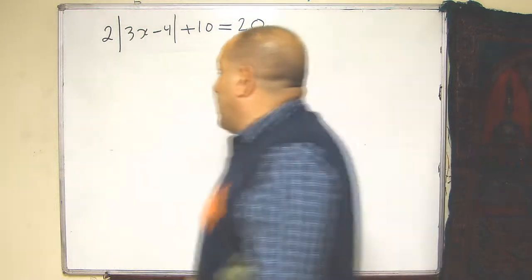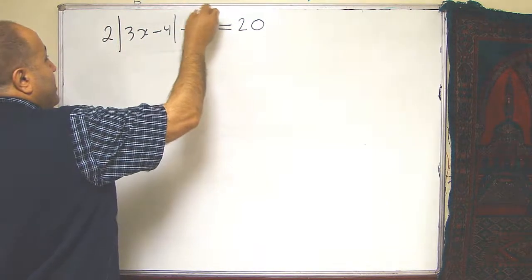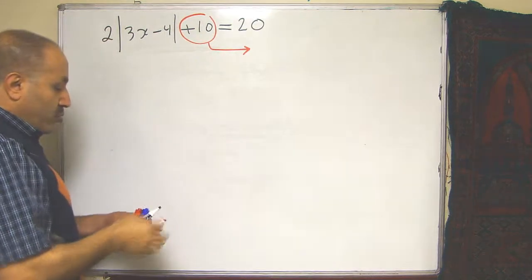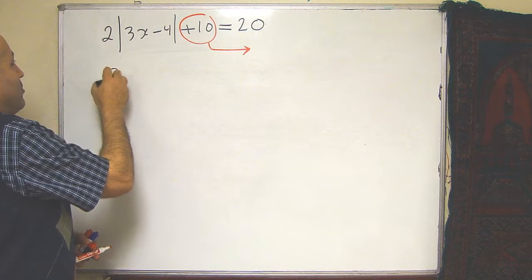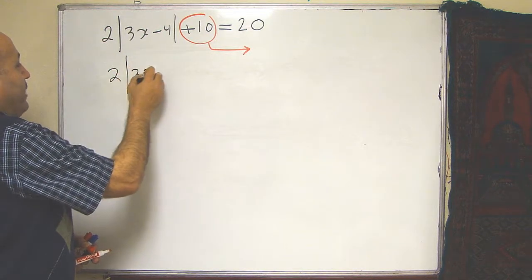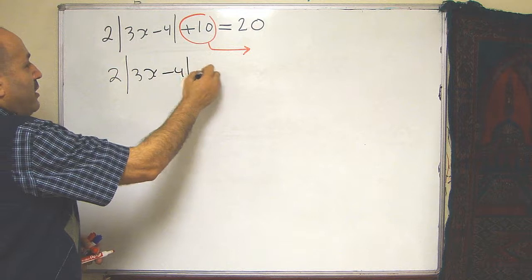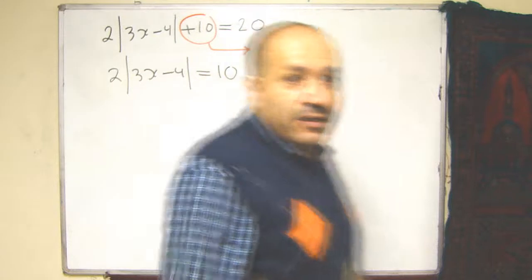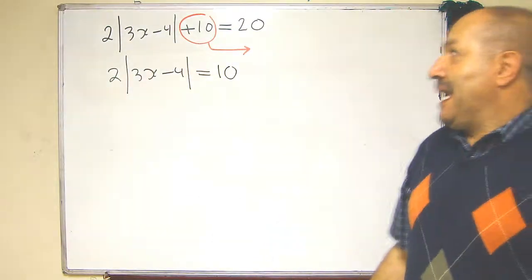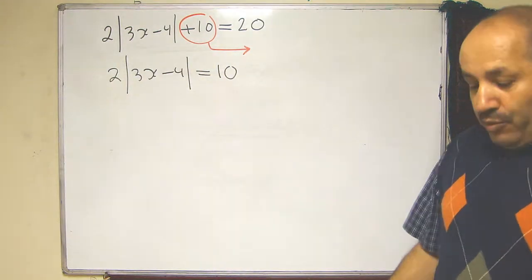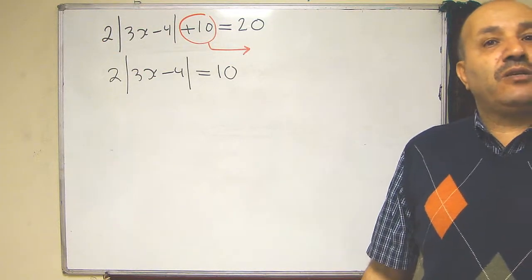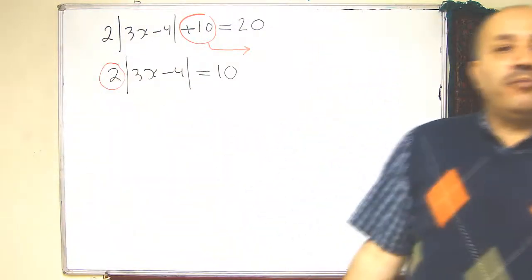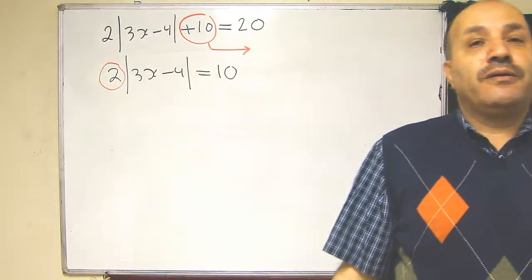To do that, I will have to get rid of the 10. I will have to move it to the other side first. When we do so, this is what we will get: 2 times the absolute value of 3x minus 4 equals 20 minus 10, and that will be 10. So we don't have anything added to the absolute value, but we still have something we will have to get rid of, which is the leading number 2.